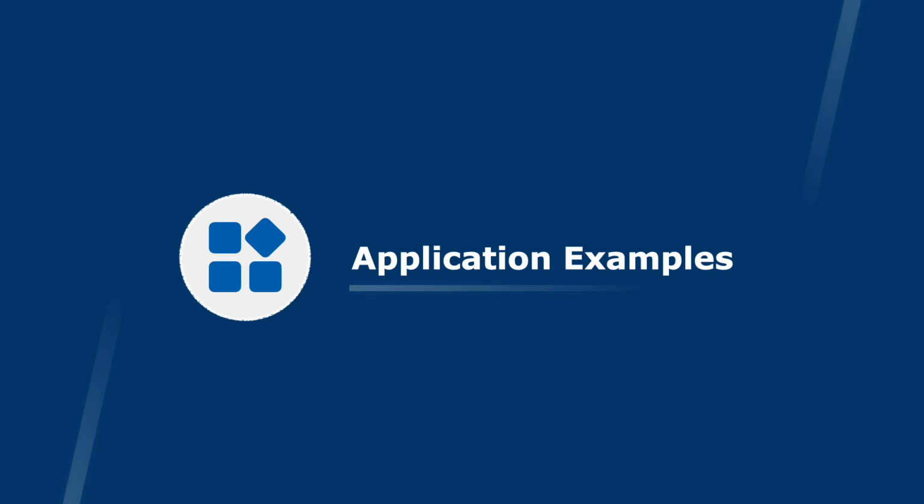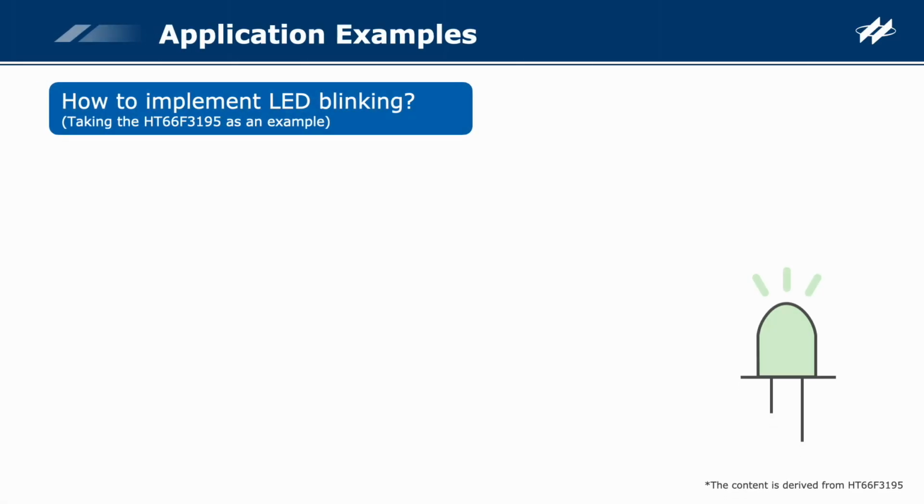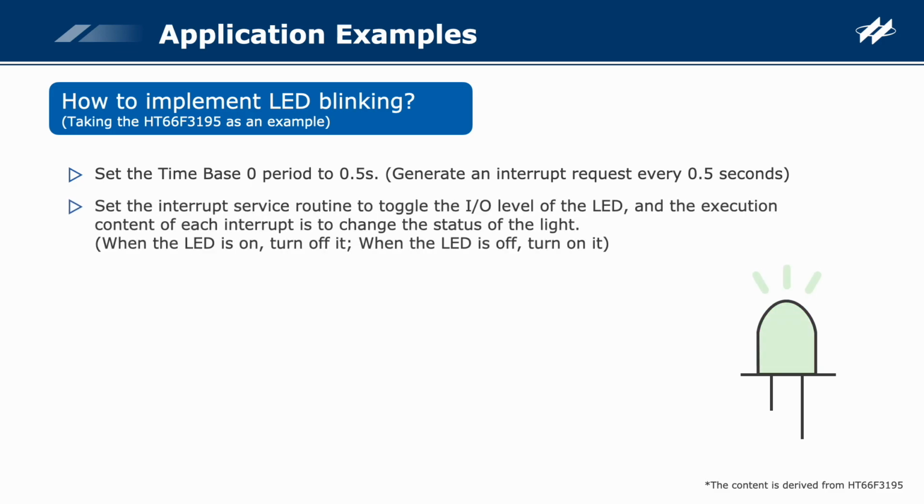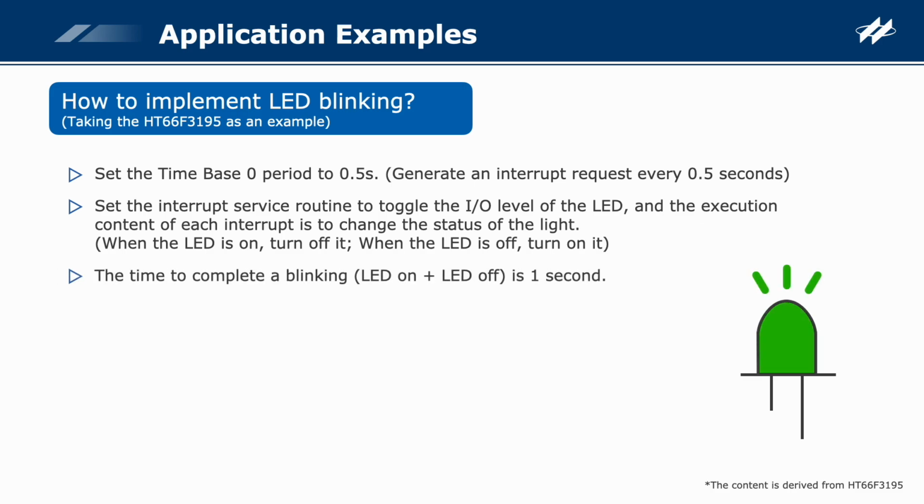Application examples. Taking the time base 0 as an example, how to use the time base 0 interrupt to implement LED blinking. First, set the time base 0 period to 0.5 seconds and enable the time base 0 interrupt. Then, set the interrupt service routine to toggle the IO level of the LED, and the execution content of each interrupt is to change the status of the light. The time to complete a blinking is 1 second.